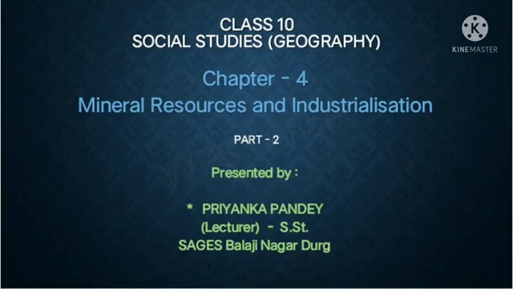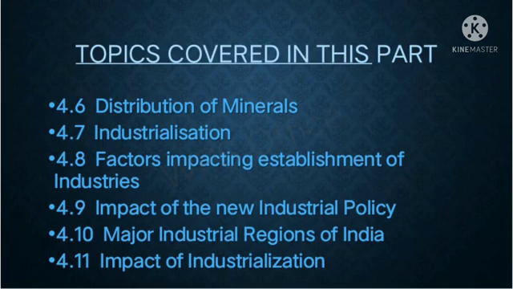Students, now let's move on to chapter 4 of Geography, Mineral Resources and Industrialization Part 2. In this part, we are going to cover the following topics, which includes distribution of minerals, industrialization, factors impacting establishment of industries, impact of the new industrial policy, major industrial regions of India, impact of industrialization.